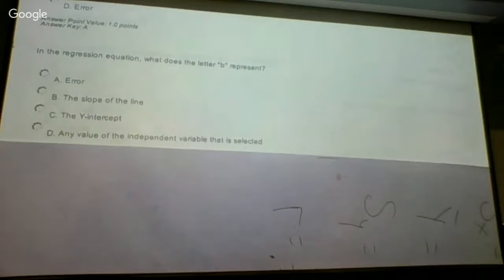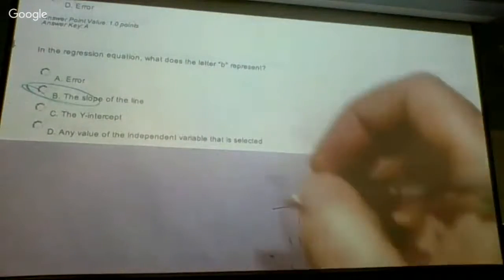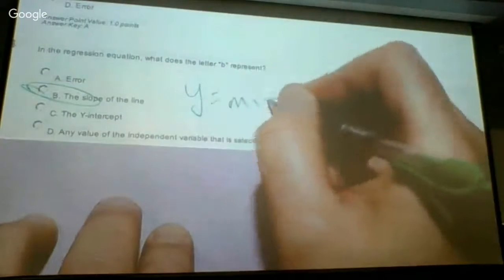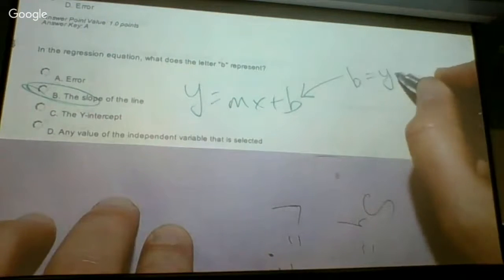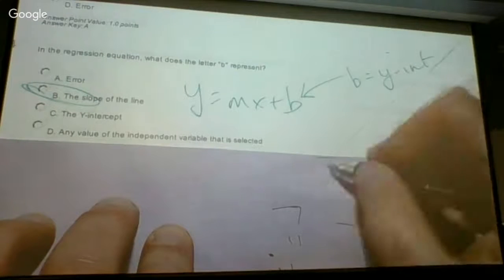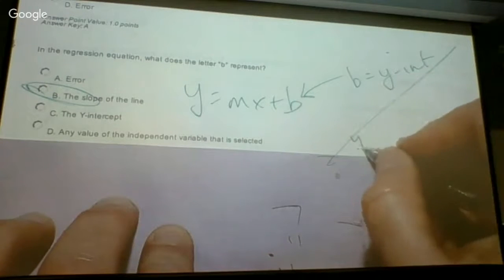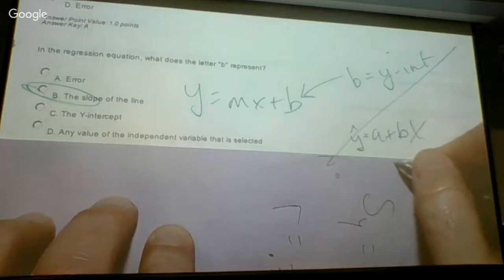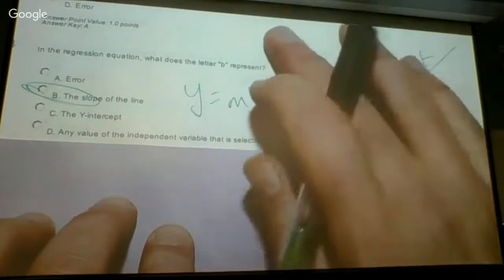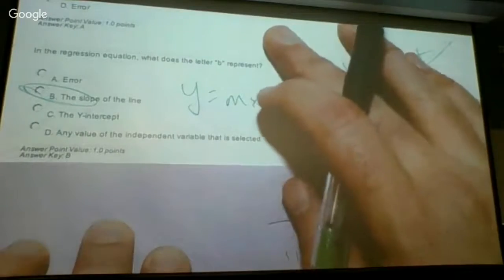In the regression equation, what does B represent? Slope of the line. Very good. Now please be mindful that if you have seen this equation written differently, B may be the y-intercept, but we decided to swap that out. Slope of the line, B. 14 down, 80 some to go.